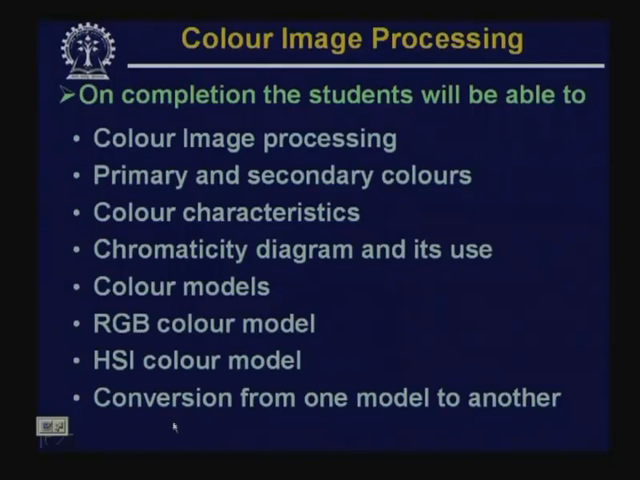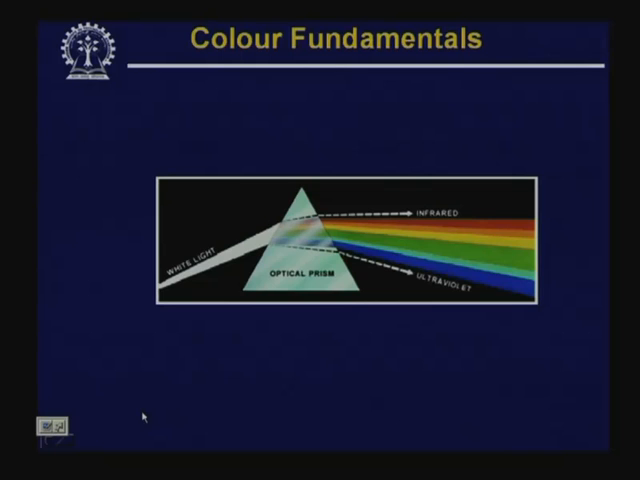Now, the concept of color is not very new. You know from your school level physics, from school level optics, that way back in 1666, it was Newton who discovered the color spectrum. His experimental setup was something like this. You have an optical prism and you pass white light through it. When the white light comes out on the other side, it does not remain white anymore. It is broken into a number of color components, which is known as the spectrum.